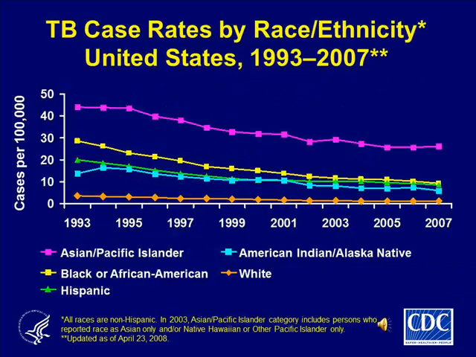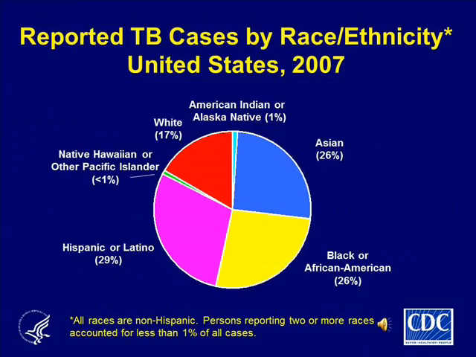complete data. What we see here is that TB case rates by race and ethnicity, we can see that there have been persistently higher rates for Asian and Pacific Islanders, and also other ethnic groups as compared to white Americans. Here is a pie chart which shows that there are large, you can see Asian, African American, Hispanic or Latino.